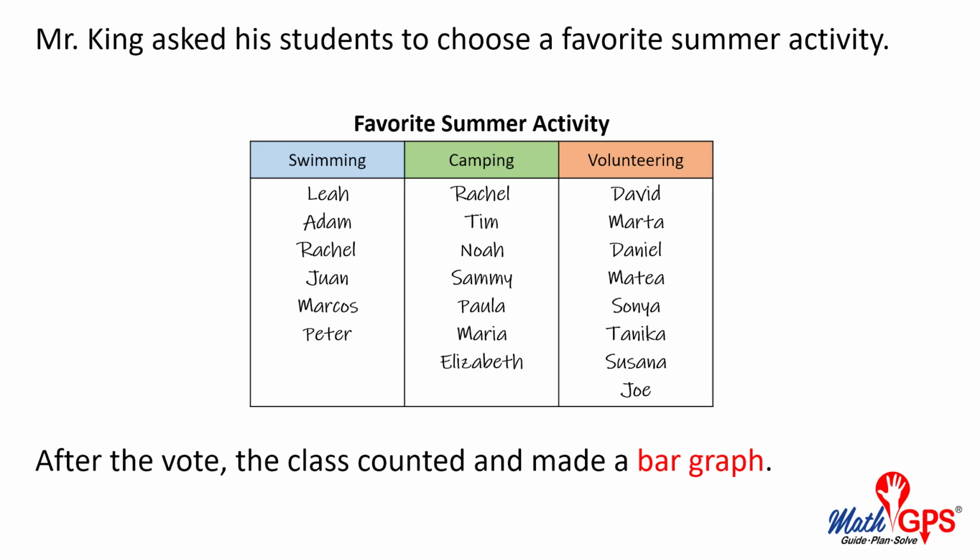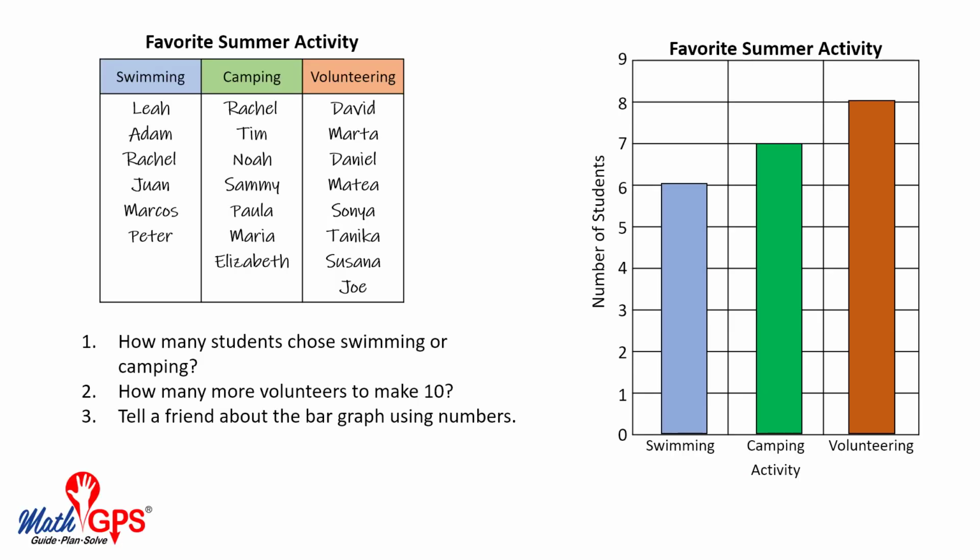Mr. King asked his students to choose a favorite summer activity. Each child wrote his or her name on the chart. After the vote, the class counted and made a bar graph. How many students chose swimming or camping? How many more volunteers to make 10? Tell a friend about the bar graph using numbers.